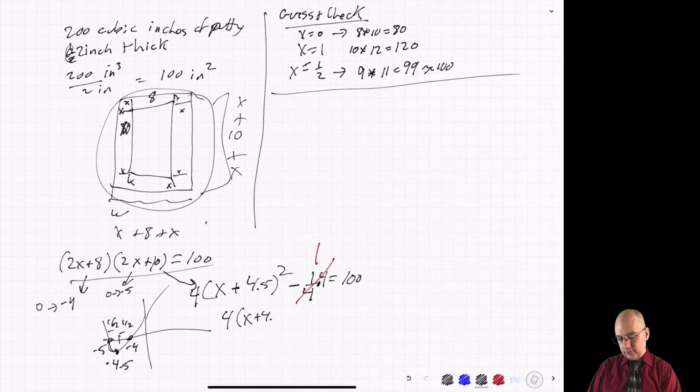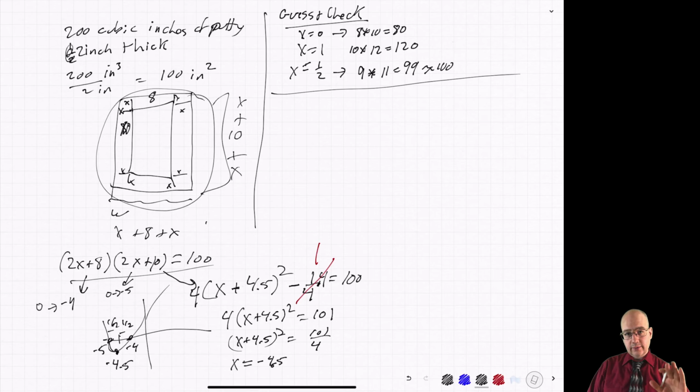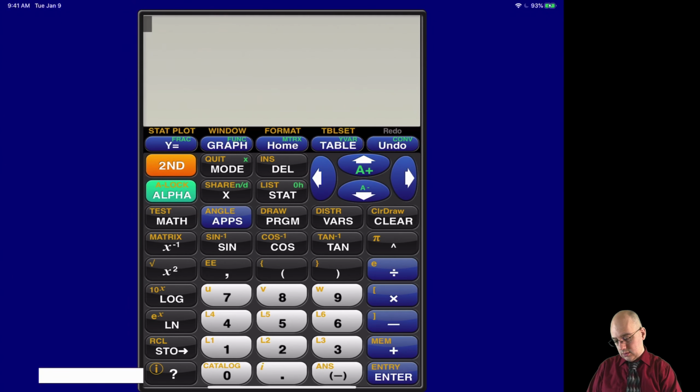4 times x plus 4.5 squared equals 101. Add the 1 to the other side, divide by 4. Squared equals 101 divided by 4. Square root that, and bring that to 4.5. Now, from the picture, I know it's going to be to the right, because I want positive x, because I'm dealing with areas and whatever. And so I'll just do the plus here. Could have been a minus, but it's not. And that's my answer. All right, and let's go home.